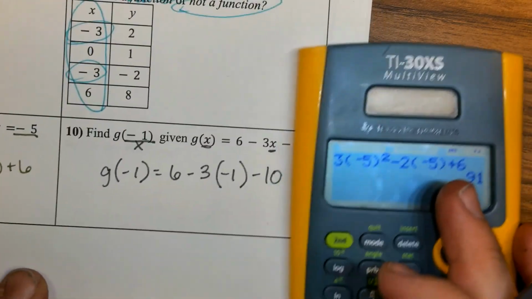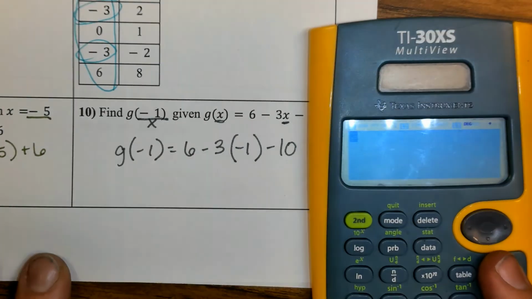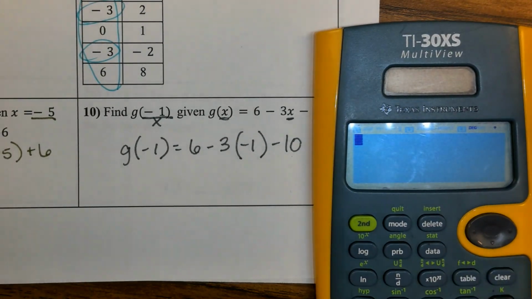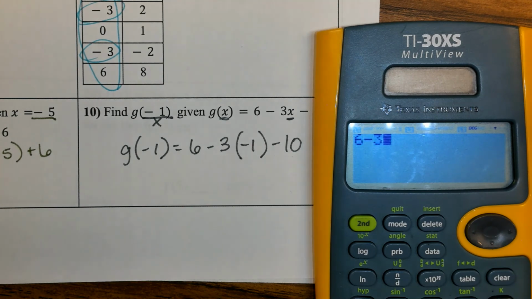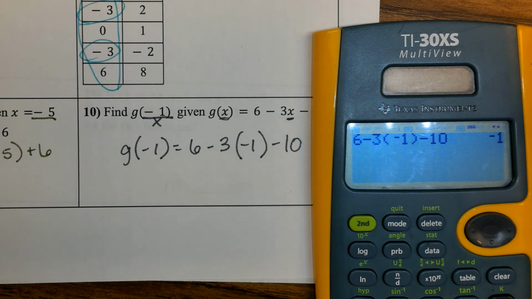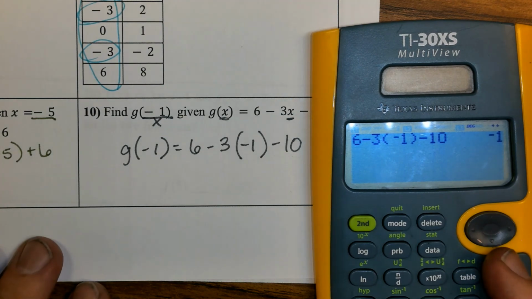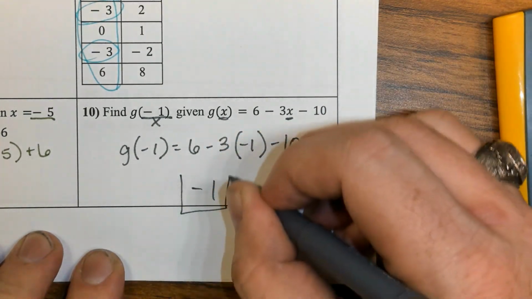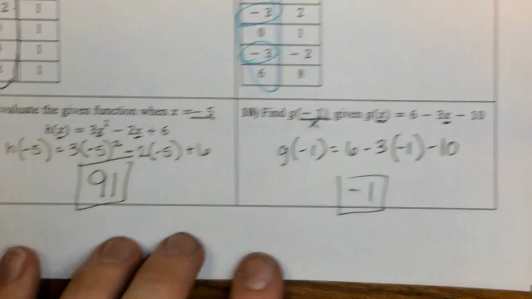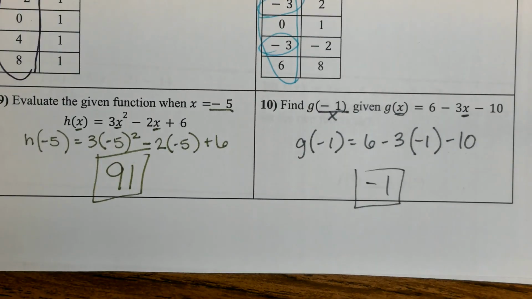Okay, again, take out my calculator here. And I'm going to type this thing in. So starting after the equal sign, 6 minus 3 parentheses -1 minus 10. I get -1. Nice. And that's my answer. So -1, and I'm done. And that's it for the first page of the test review, and that's the end of this video.